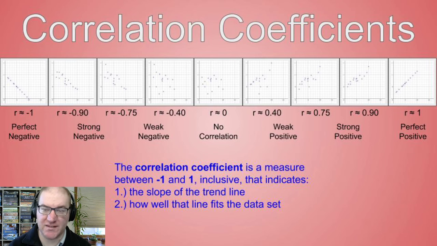So when you look at these scatter plots, you should get a general idea of the strength of the relationship between the x and the y. But the R value, the correlation coefficient, that's what tells you exactly how strong or how weak the relationship is between those two.